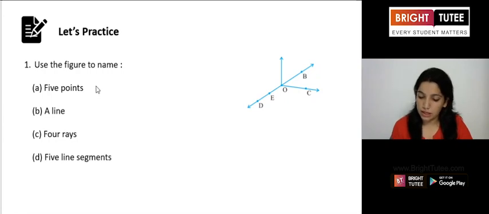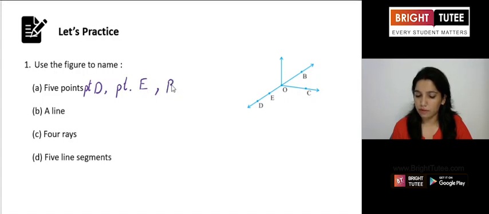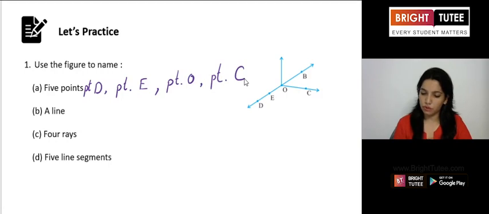So I can see point D. I'm writing PT in front of D, so this is point D. I can see a point E. Then we have point O. Then we have point C. So how many have I done? 1, 2, 3, 4. Okay, one left. And the last one is point B. So these are all the points that we can see in the image, right?